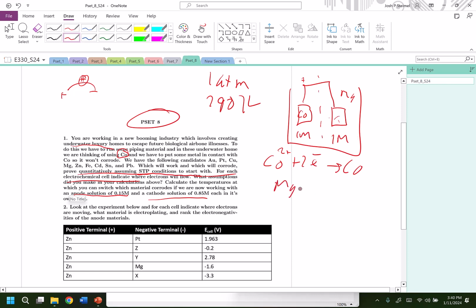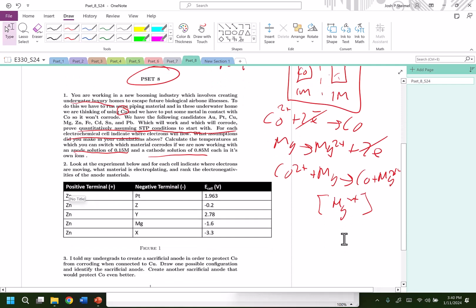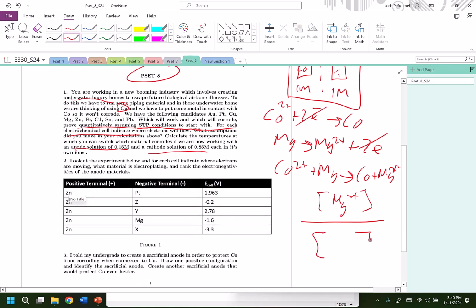We know that Mg, on the other hand, is going to go from Mg to Mg2+ plus 2e-. So the full cell reaction will be CO2+ plus Mg goes to CO plus Mg2+. So we're going to be looking at the concentration of products, which will just be Mg2+, which is our anode, over our cathode material, so we have CO2+.